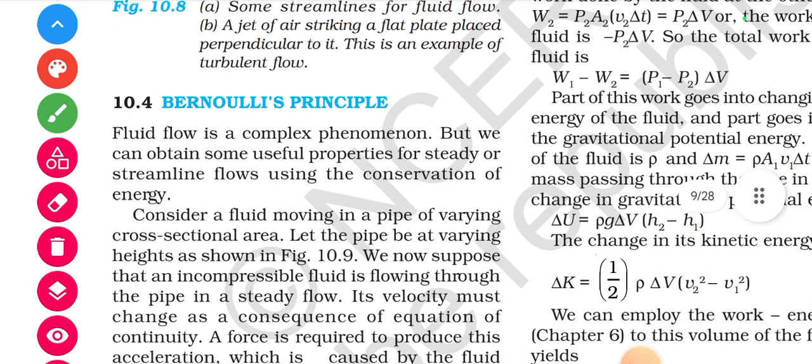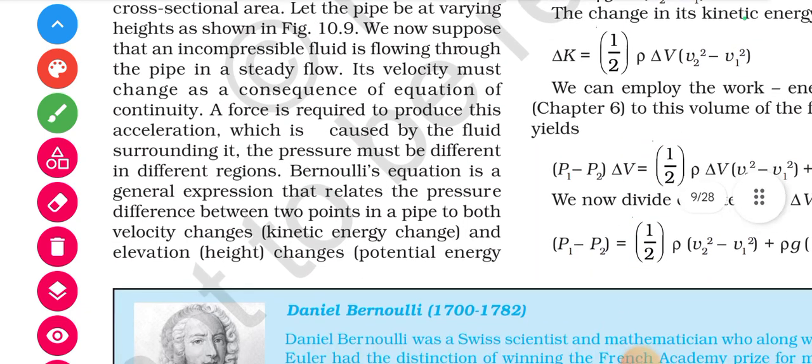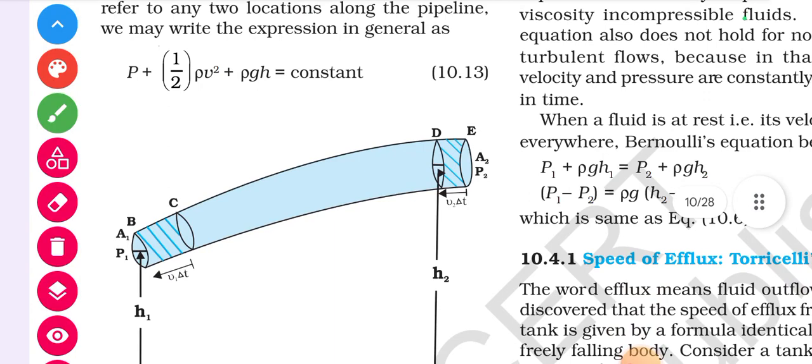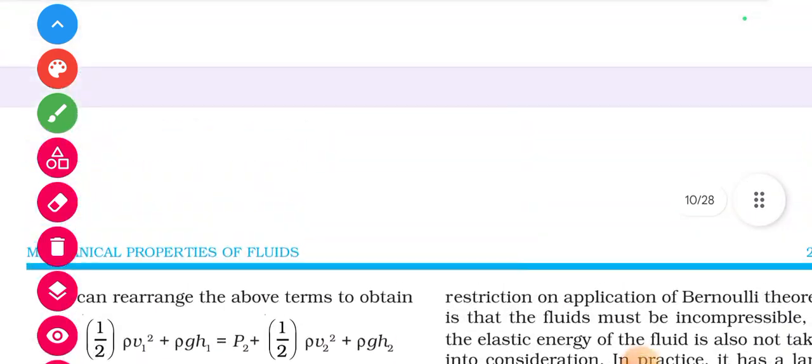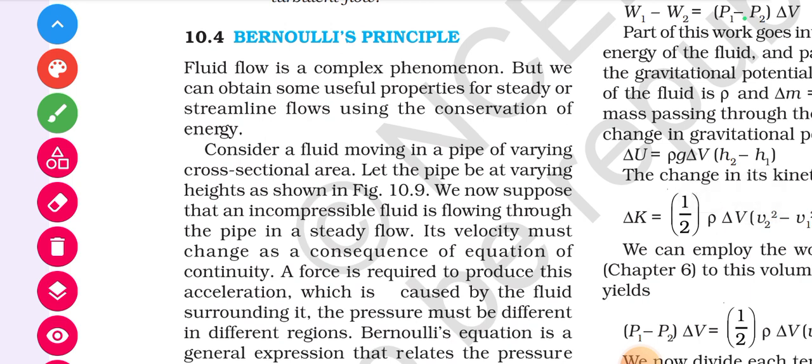Fluid flow is a complex phenomenon, but we can obtain some useful properties for steady or streamlined flows using the conservation of energy. Consider a fluid moving in a pipe of varying cross-sectional area, just as I told you. The area is a1 at this point and a2 at this point. Let the pipe be at varying height as shown. We now suppose that an incompressible fluid is flowing through the pipe in a steady flow. So the fluid should be incompressible.